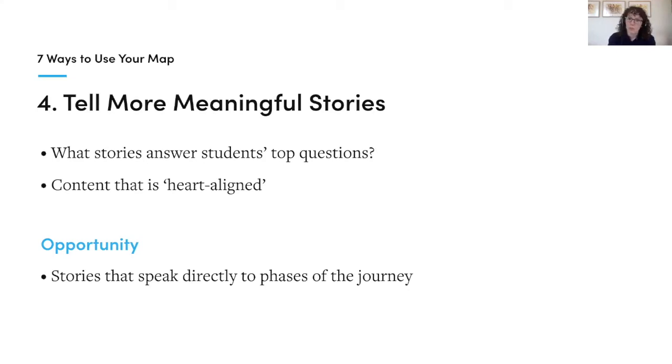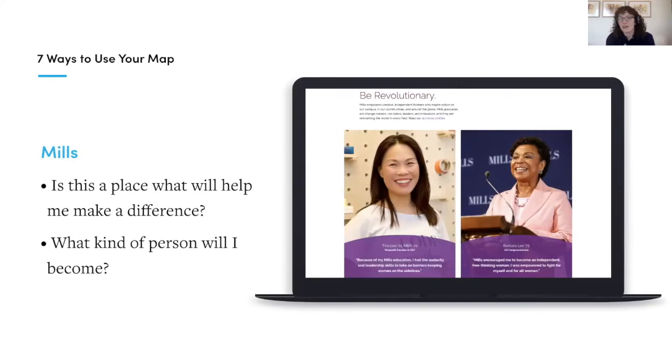And just to give you a couple of quick examples of what that could look like, when I say story, what does that mean? It can be any number of things, but this is an example from Mills. These are alumni profiles that are on their homepage. Mills is a small liberal arts college that we've worked with in Oakland, California. They attract a very activist-minded student. So the questions that prospective Mills students, that right-fit student, typically have would be, is this a place that's going to help me make a difference? And what kind of a person am I going to become if I go here? So we chose to address those directly on the homepage with these alumni profiles.